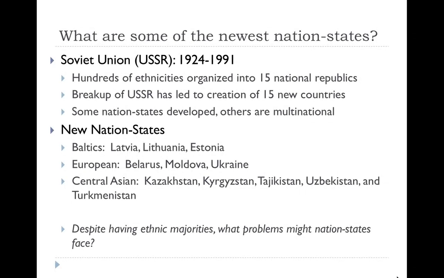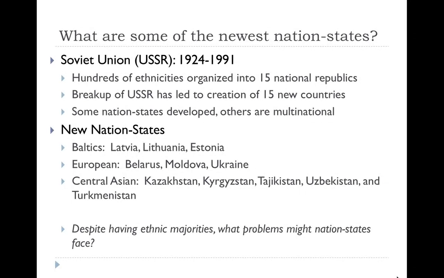And so this eventually led to, when the Soviet Union broke up, the creation of 15 new countries. Some of them are nation states, they developed after this, but most of them are multinational states. And so you look at some of the new nation states that were created at this time. We had the Baltic region, so Latvia, Lithuania, and Estonia, which were, again, at one point part of the Soviet Union, but they broke away and created their own countries along the Baltic Sea.